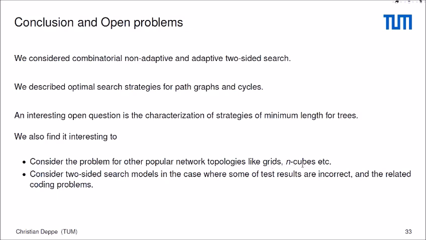We did this, but for every grid, you need somehow a new idea. Somehow one has to find classes of grids where you need the same idea. It's not so easy. And furthermore, of course, we want to generalize our model with errors. That means you have some test results which are incorrect. And so it's related to a coding problem.